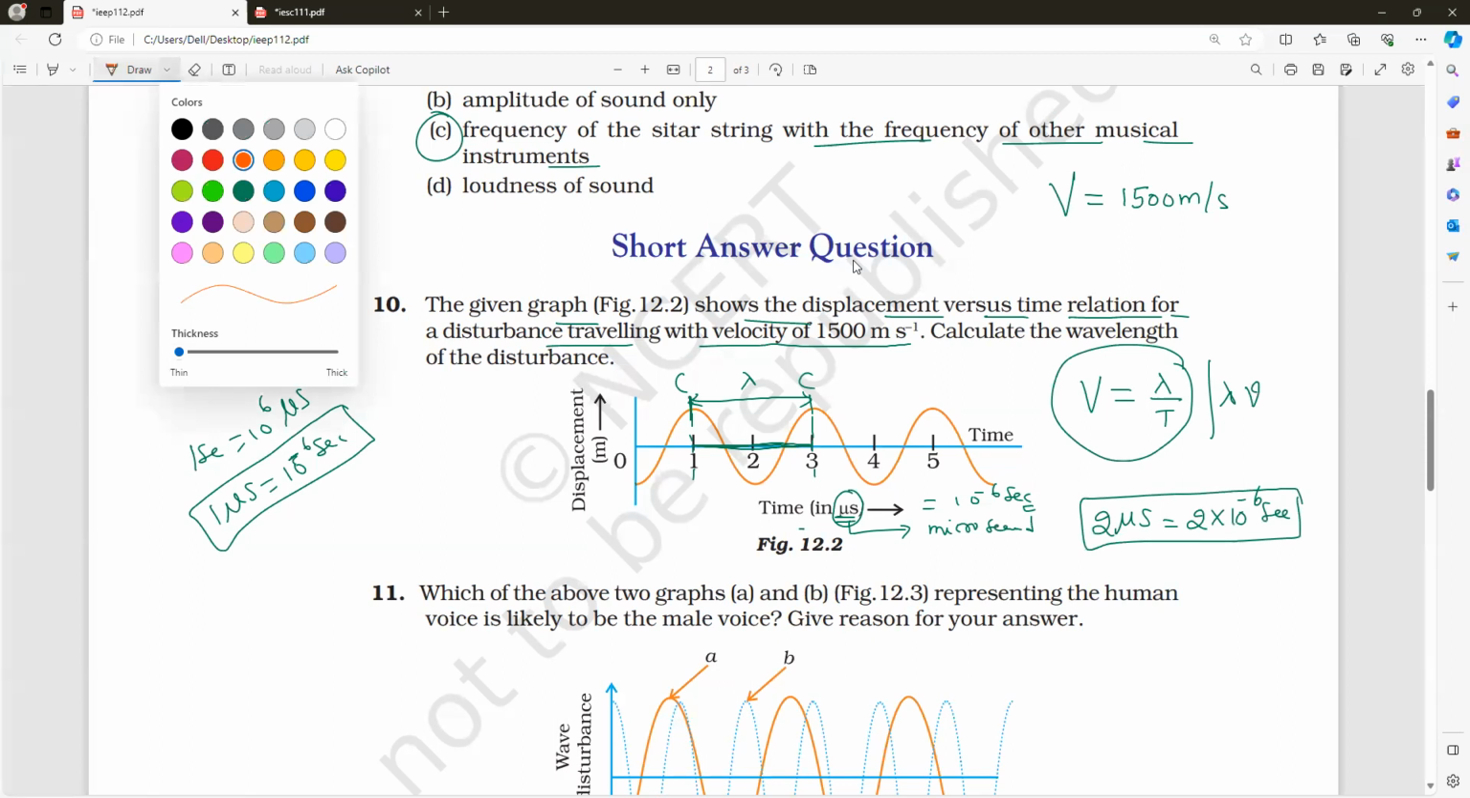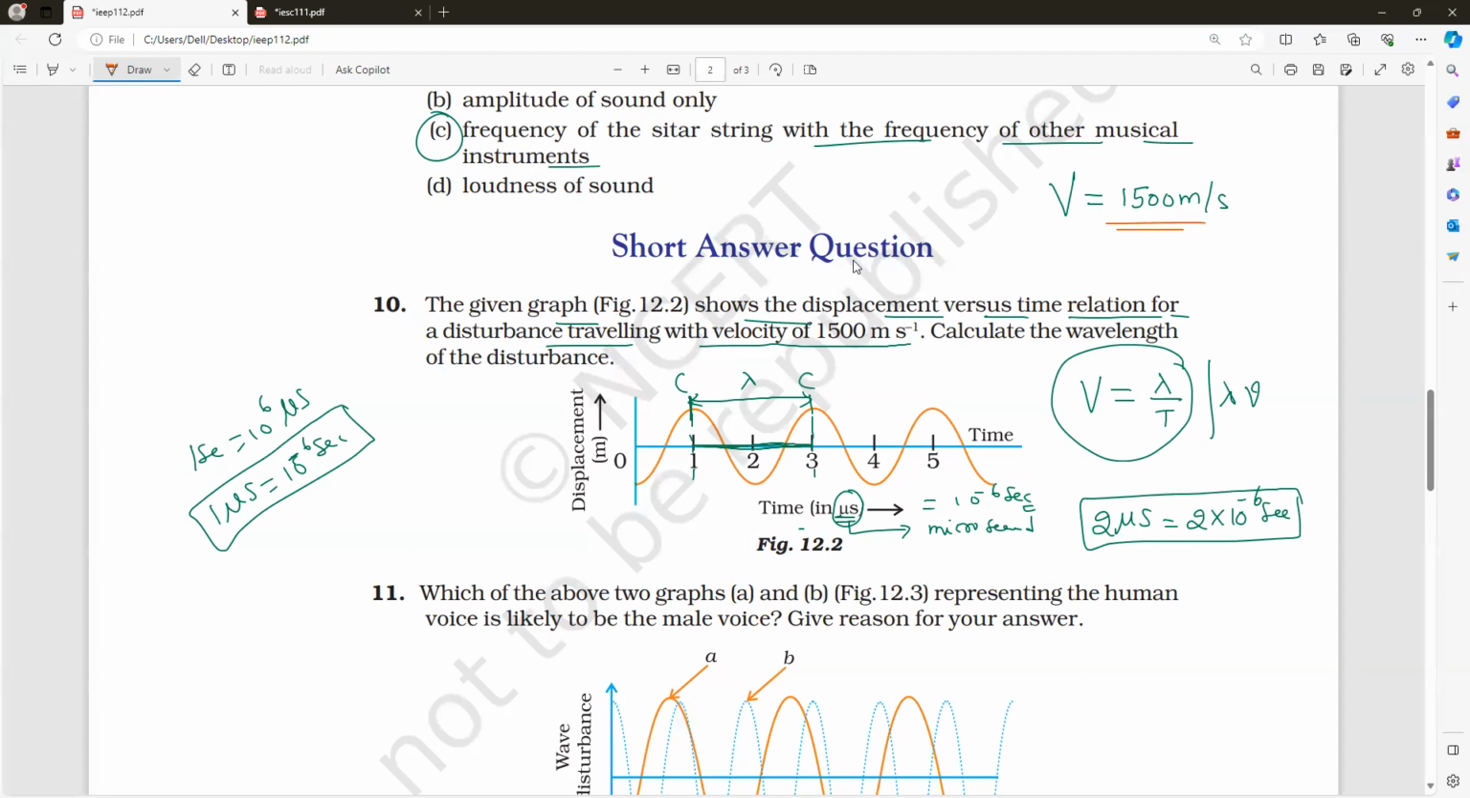Now, displacement. We all know velocity, and we know time. We can find the wavelength easily. So what is the wavelength formula? Wavelength is equal to velocity into time period. Is it right or wrong, everybody? Yes, sir. So velocity is 1500 meter per second. Time period is 2 into 10 power minus 6 seconds. Second will get cancelled.